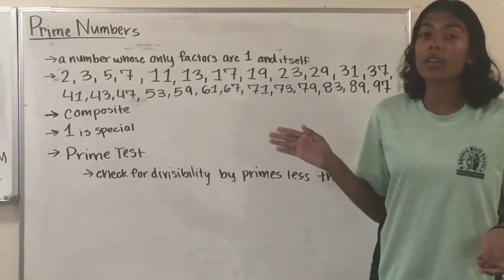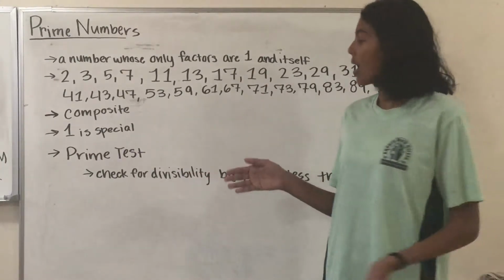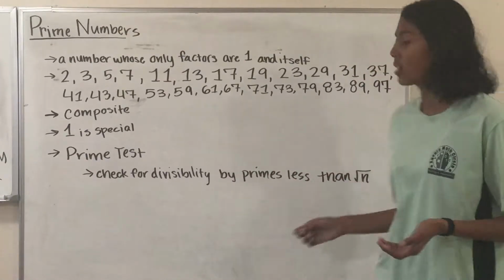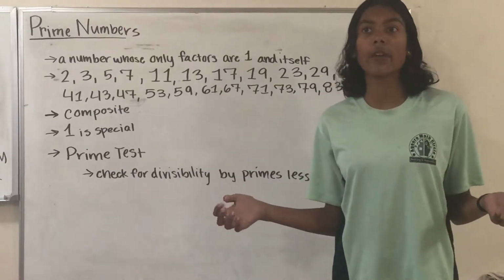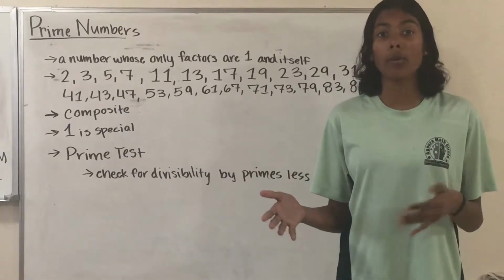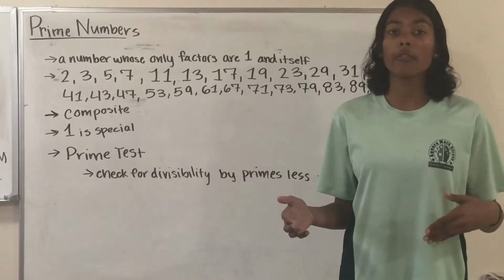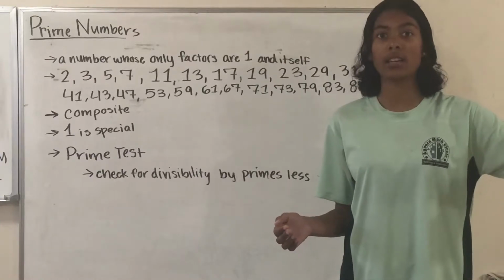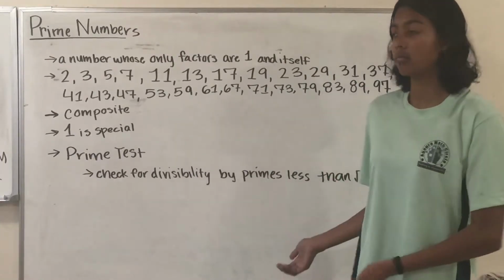So there's a way we can figure out if a number is prime or not. And what we do is we check for divisibility by primes less than the square root of n. So if I wanted to find if any number n was prime, I would take the square root of it and see if it is divisible by any prime less than that.